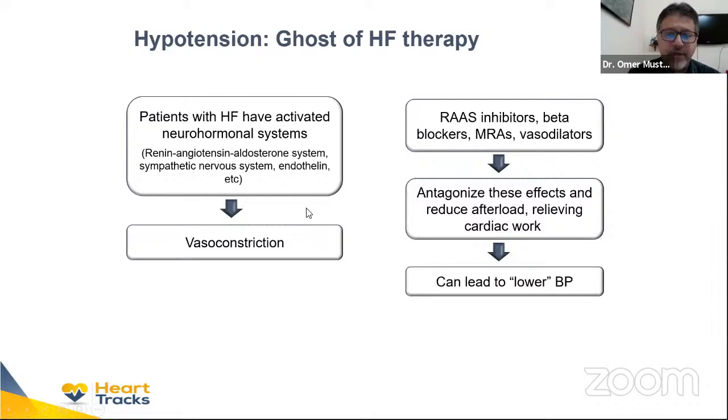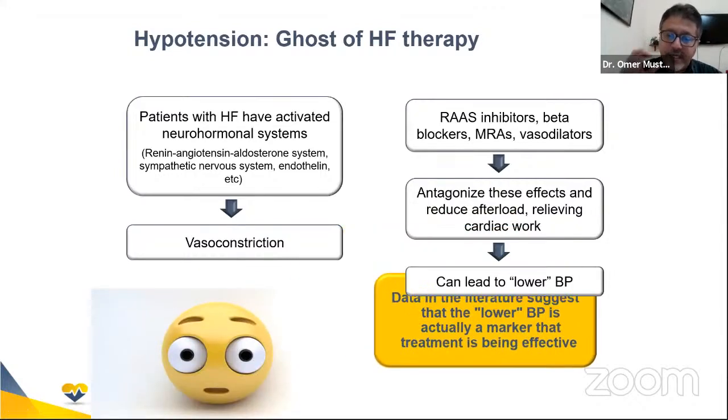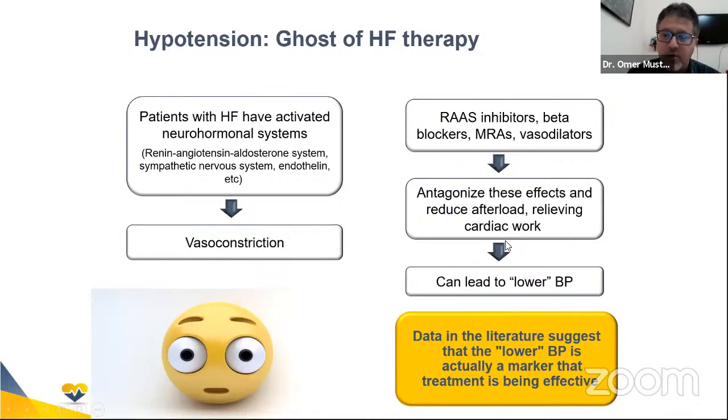So why does hypotension happen? Basically, patients with heart failure have an activated neurohormonal response, vasoconstriction, a little higher BP. The moment we treat them with guideline-directed medical therapy, the BP comes down. But the data in the literature suggests that the lower BP is actually a marker of effective treatment. So we should not worry much about it. It's a marker of effective treatment.